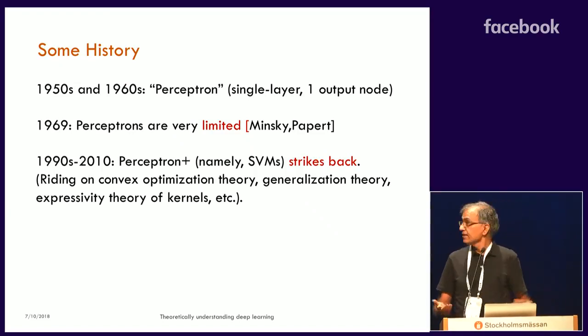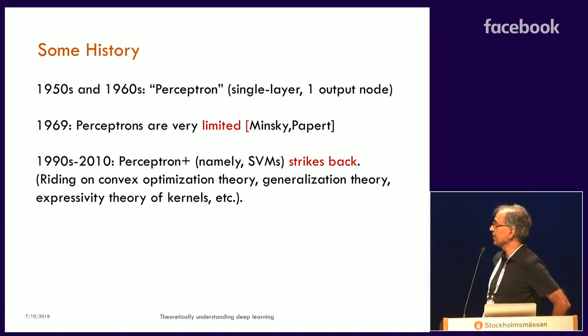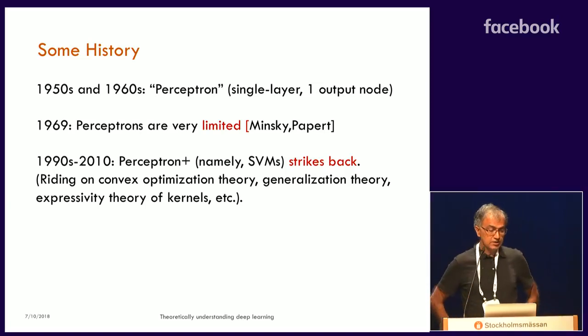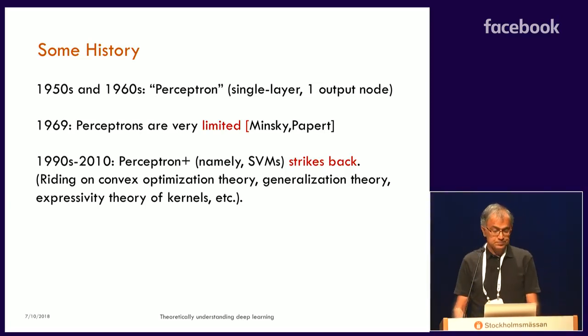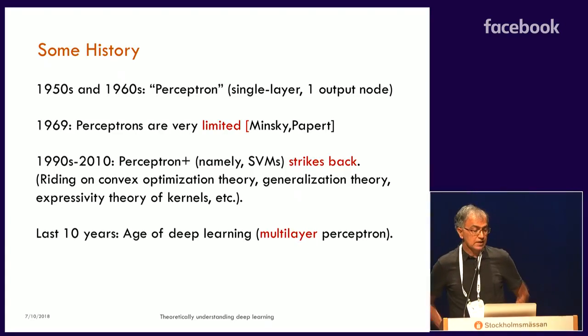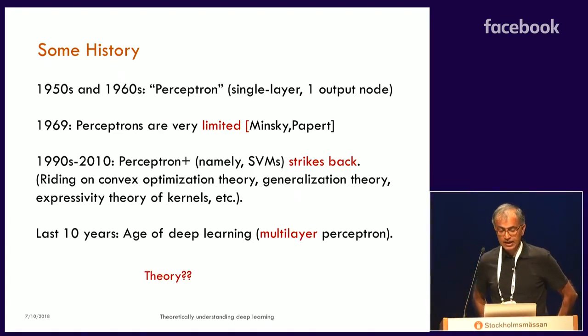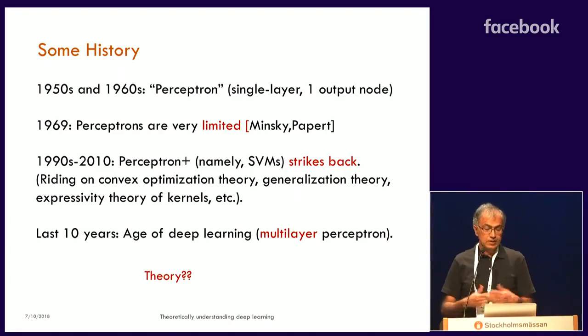Perceptron struck back. You can call it perceptron plus, namely SVMs. And they were extremely influential, and they wrote on convex optimization theory, generalization theory, expressivity theory of kernels, et cetera. So there was a lot of theory there. But of course, in the last 10 years, it's been the age of deep learning, which you can think of as multi-layer perceptron.